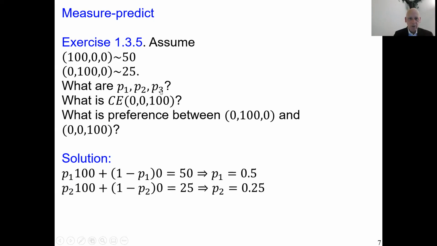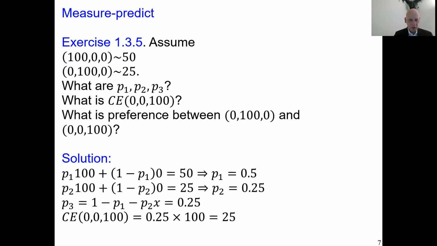And we look at the second indifference. The expected value of this thing is P2 times 100. The expected value of that thing is, of course, 25. So P2 times 100 is 25. So that means P2 must be 0.25. P3 we can also calculate. It's 1 minus the other, which is also 0.25. So now we know all the subjective probabilities, and then we can calculate the certainty equivalent of this triple.